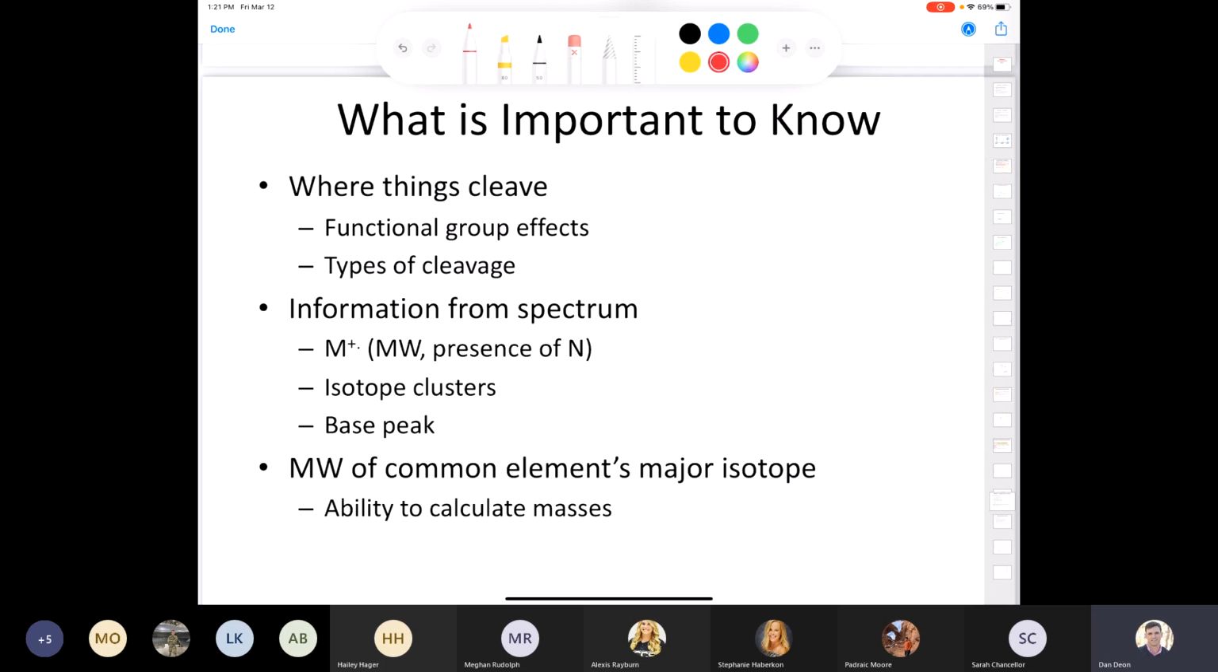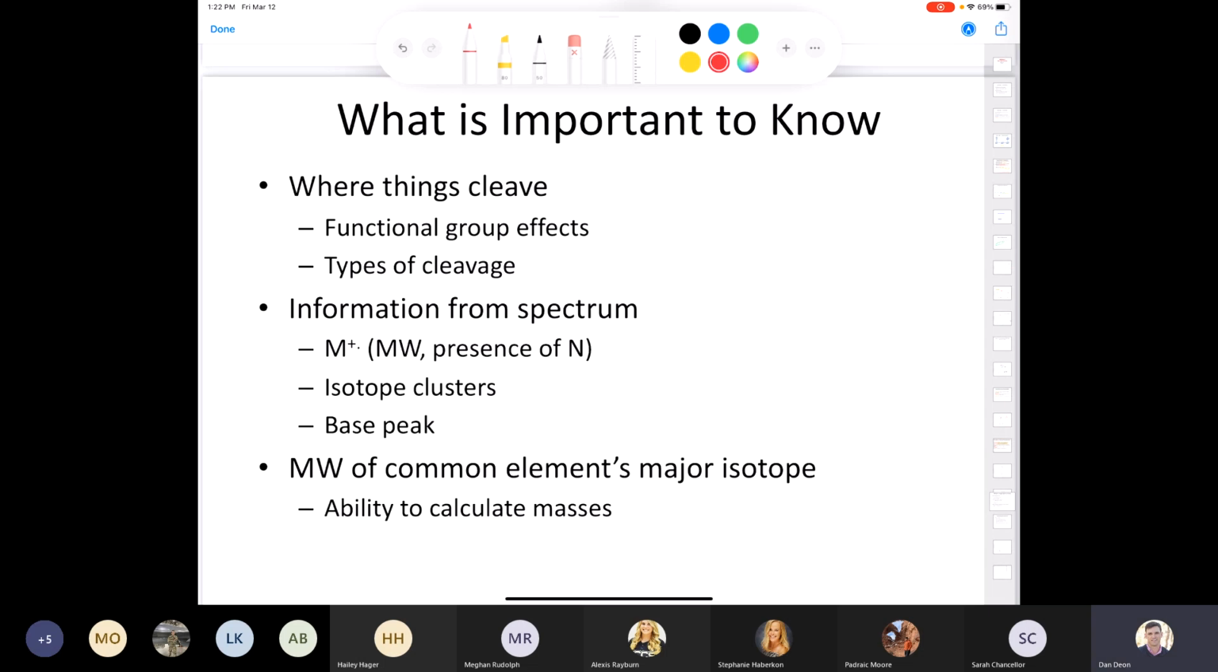Let's see here. Where things cleave. You should know what kind of effect a functional group is going to have on cleavage. We're really just touching the tip of the iceberg in terms of the different fragmentation patterns that can occur in mass spectrometry. If you look at really complex molecules, biomolecules, or proteins, that's a whole other kettle of fish, which we don't concern ourselves with here. Also, we don't discuss HRMS, which is covered a little bit in the lecture course. There's a section in our textbook about that, which we don't go over.